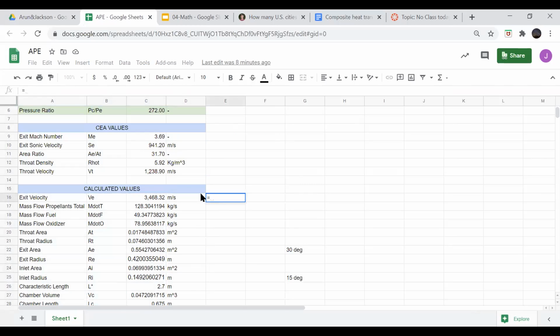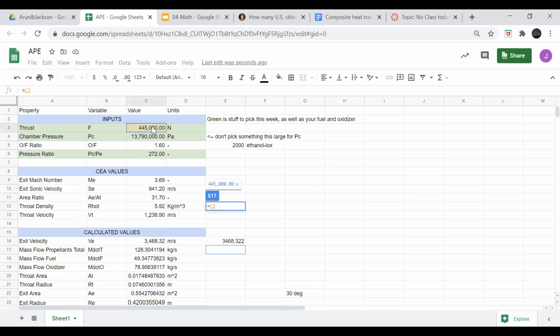So exit velocity is exit sonic velocity times exit Mach number: 3,468 meters per second. And then you get your total propellant mass flow, which equals F over V, our thrust divided by the exit velocity we just calculated: 128 kilograms per second.